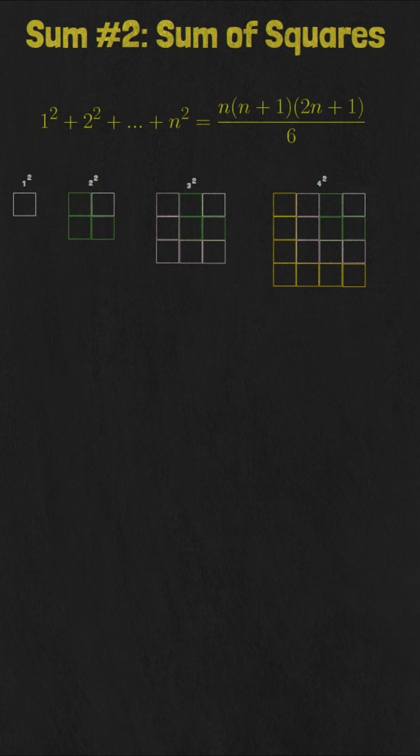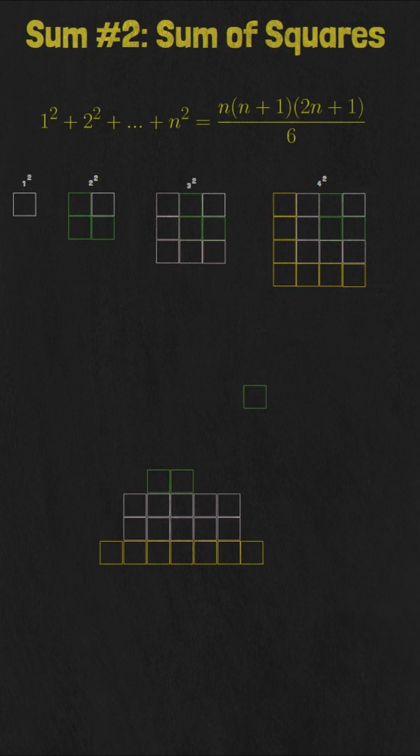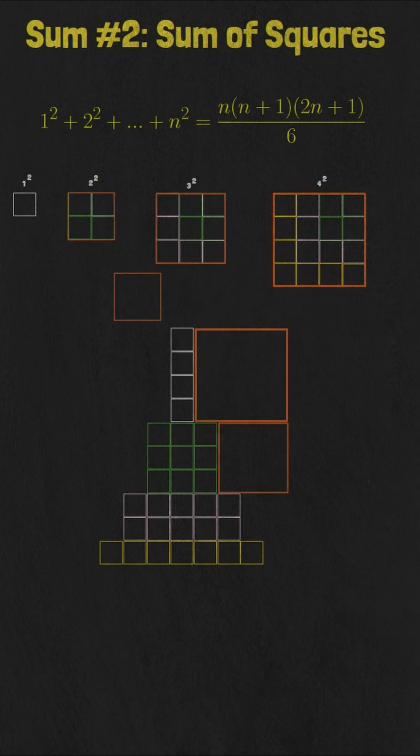Now what we're going to do is peel off the yellow layer from 4 squared and arrange it this way. Then we do the same for the pink layers of 4 squared and 3 squared. Then the green layers for 4 squared, 3 squared, and 2 squared. And finally the remaining white squares. So we have our sum of squares rearranged this way, looking like a tower. What we're going to do is take our original squares and attach it to a tower, like so.